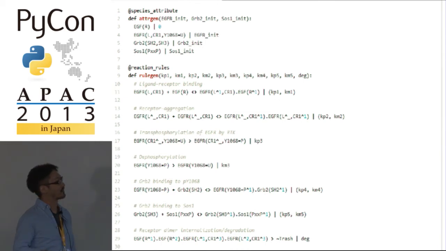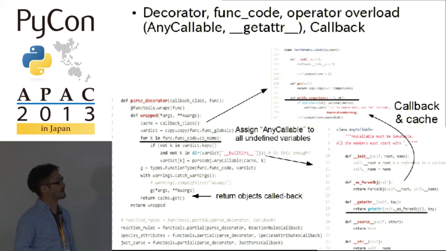There's lots of overloading. The basic idea is to use the introspection of a function. So we get the undefined variables before executing the code and replace those undefined symbols with what we call an any callable. And then we hook the calls to those undefined variables, and then we collect the result as a result of the execution of the code.